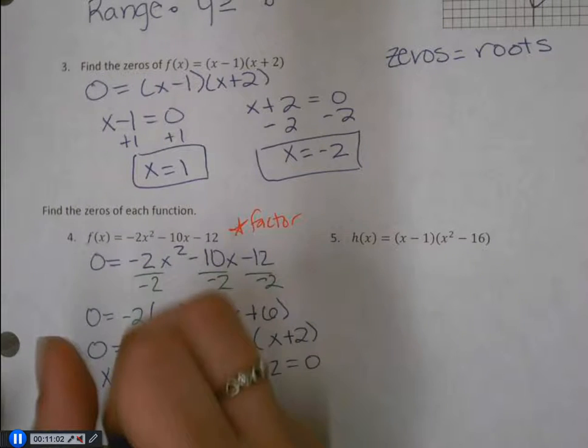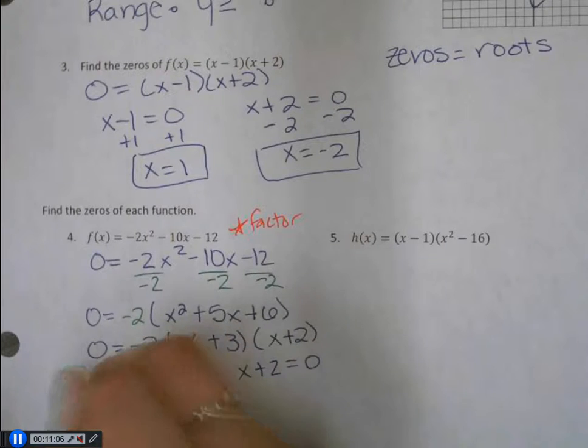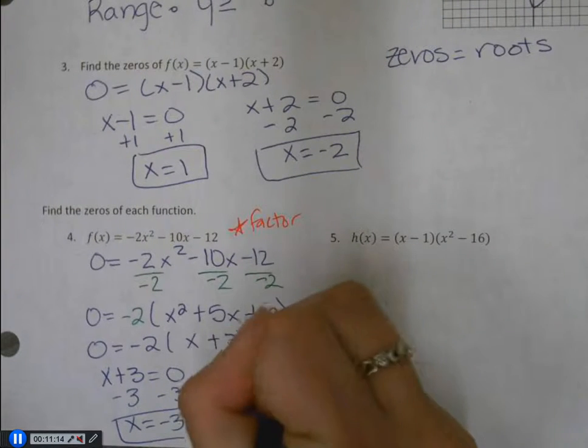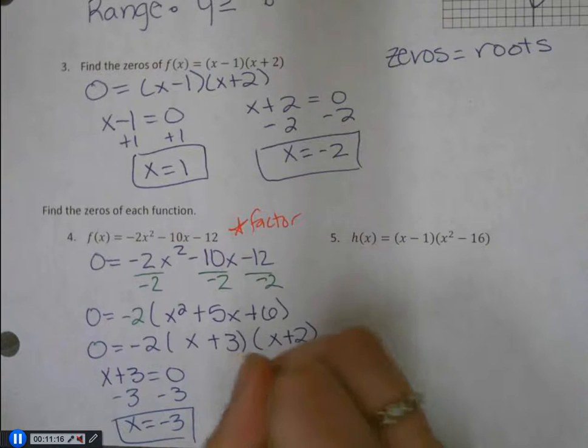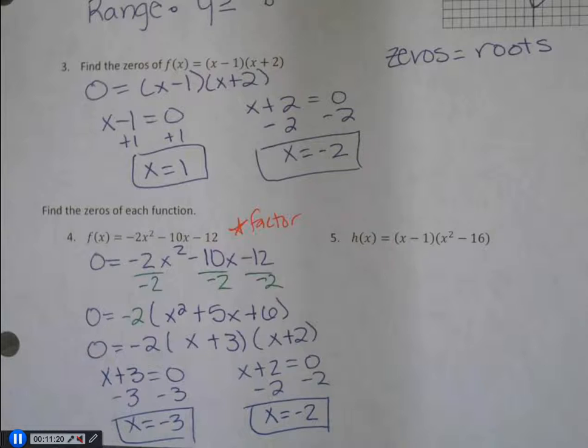And then on the first one, I subtract 3 from both sides. I get x equals negative 3. On the second one, I have x plus 2. What I want to do here is subtract 2 on both sides. And I get x equals negative 2. Questions on number 4? Okay, so same thing on number 5.